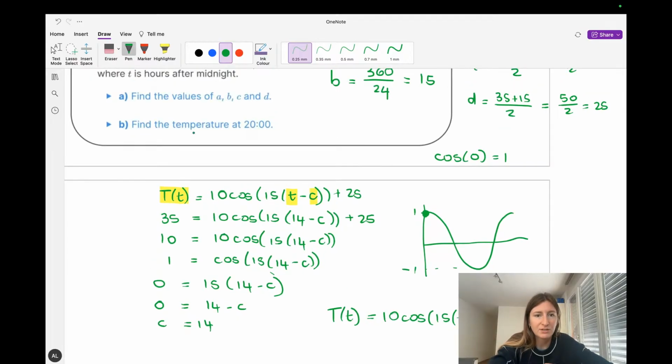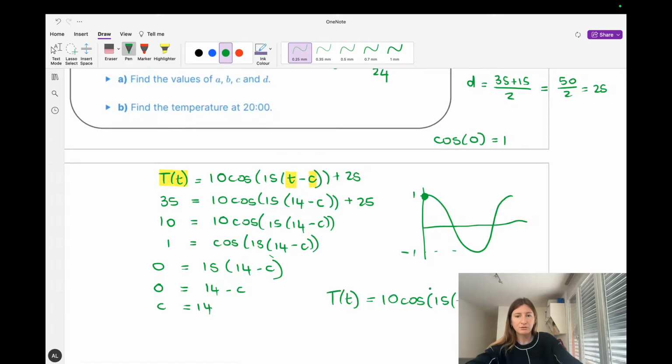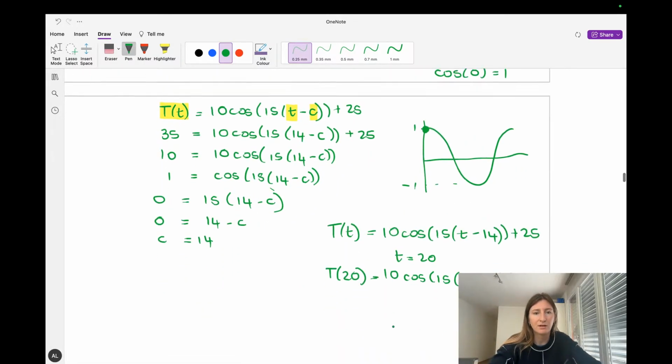The next question is to find the temperature at 8 p.m. I'm not going to do that, but what you would do is just substitute for T equals 20. So T of 20, and substitute 10 cos 15, 20 minus 14 plus 25. And you'd solve it in a similar way. I'm not going to do that now because we've done one quite like it, but we're just going to solve that. And that's that kind of question.